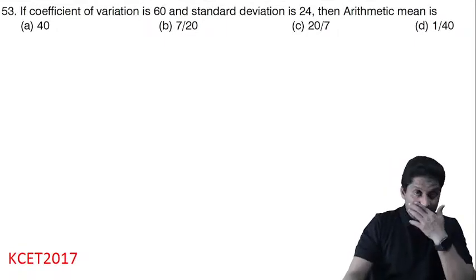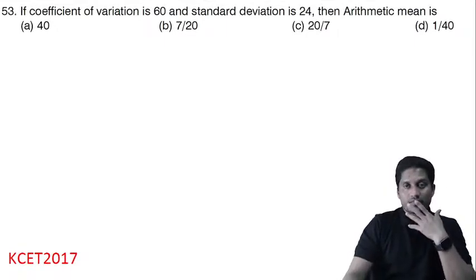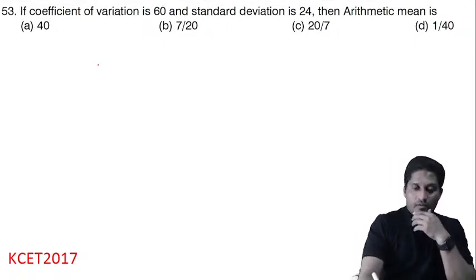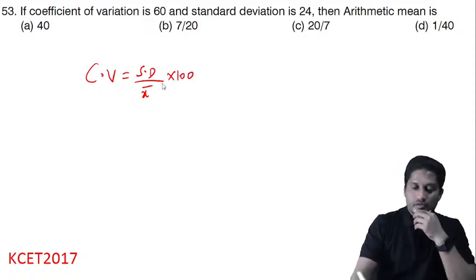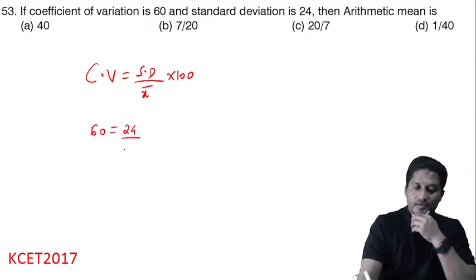Coefficient of variation is 60, standard deviation is 24. What should be the arithmetic? Coefficient of variation is equal to standard deviation by mean into 100, right? I'm supposed to find the mean. Coefficient of variation is 60, standard deviation is 24, mean I don't know, into 100.